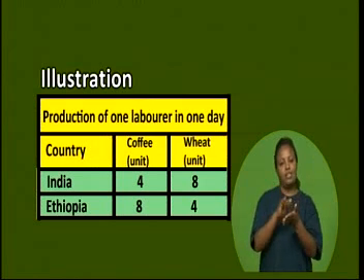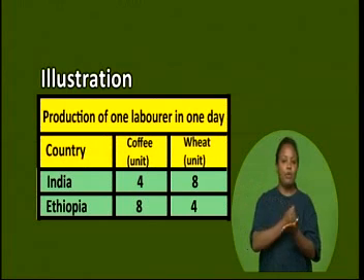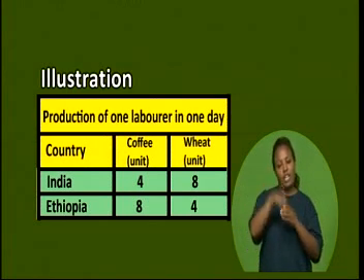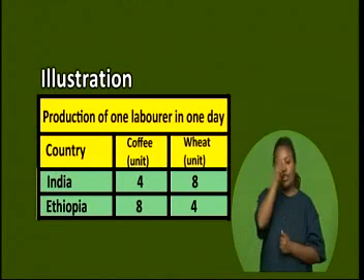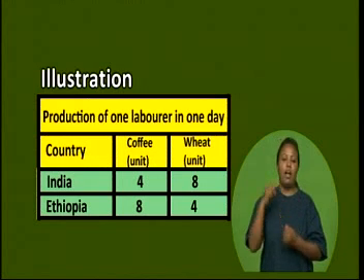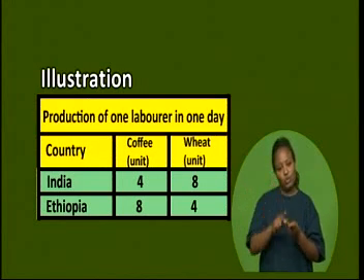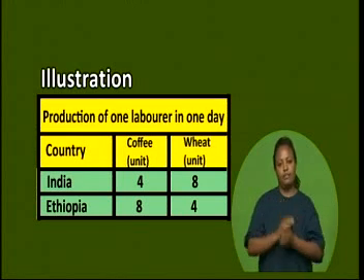This implies that India has absolute advantage in producing wheat and absolute disadvantage in producing coffee. On the other hand, Ethiopia has absolute advantage in producing coffee and an absolute disadvantage in producing wheat.